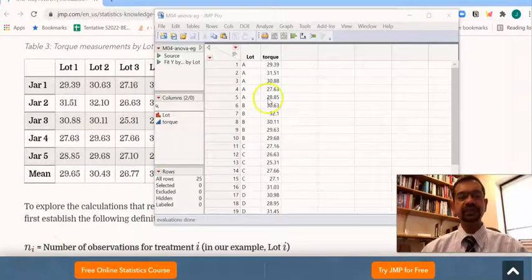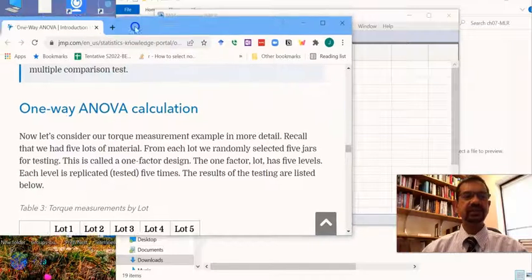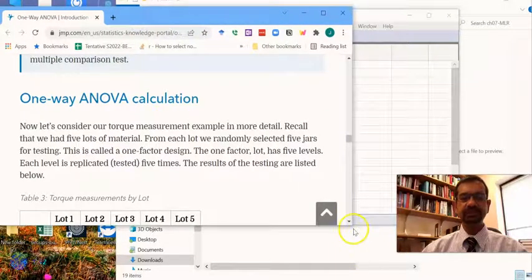If we bring the data into JMP, this is what we have. We have each lot captured by a letter, so we have lot A with 5 samples and so forth. And we will basically implement the test discussed in this example. So I will just resize these.